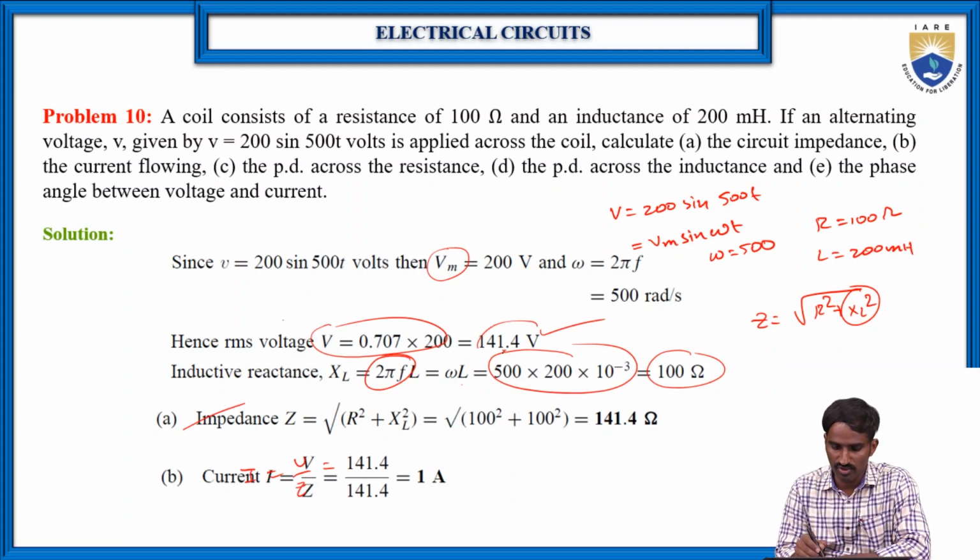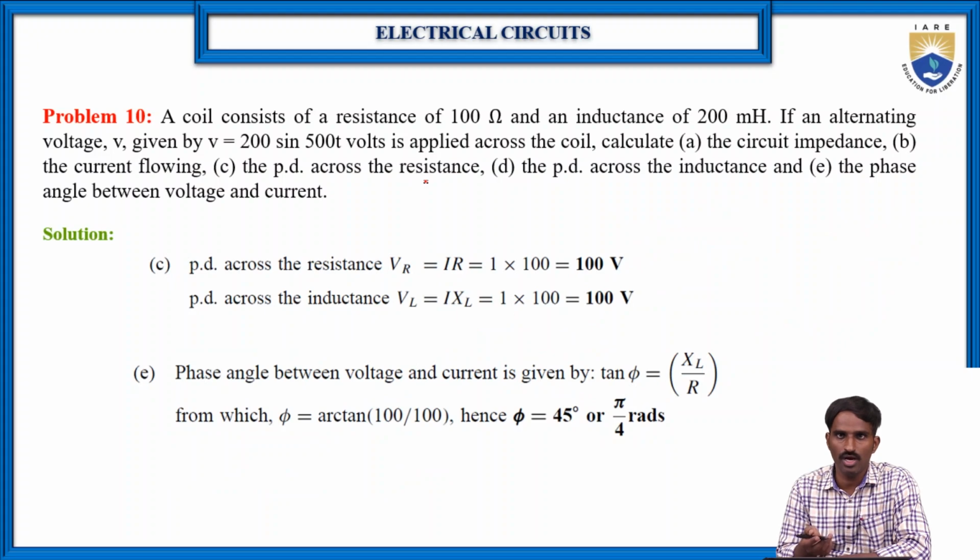Of course here, because the voltage and the impedance have the same value, you got the current as 1 ampere. Then coming to the next part, what is the potential across the resistor? In the same way, I into R. So VR is equal to I into R, which is 1 into 100, then 100 volts. And the potential difference across the inductor is I into XL. XL also we got as 100, so 1 into 100, again 100 volts. So the potential difference across the resistor and across the inductor are both 100 volts.